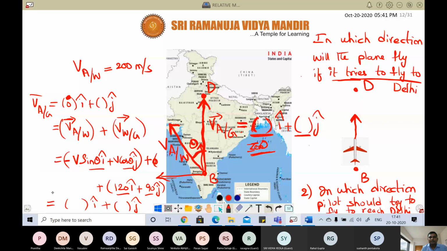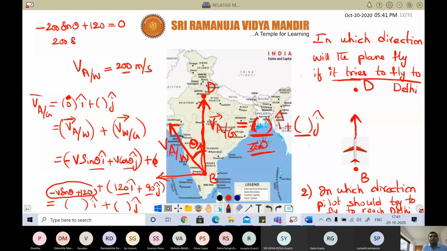What is the i cap component? Minus v sin theta plus 120. Correct or not? And v we got just now. V is given as how much? 200. Correct or not? Not got, given. Given is 200. Basically, this v is 200 meters per second, the aeroplane's speed. So now this quantity should be 0. So that means minus 200 sin theta plus 120 should be 0.